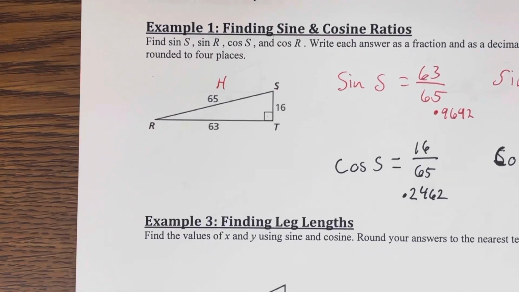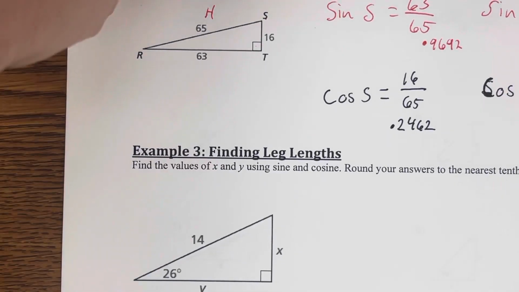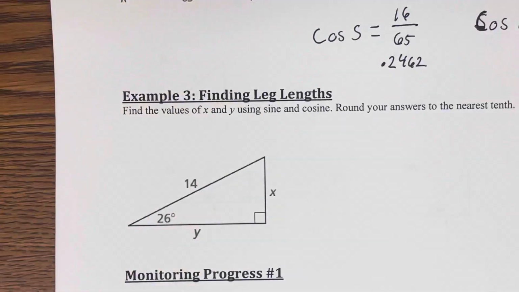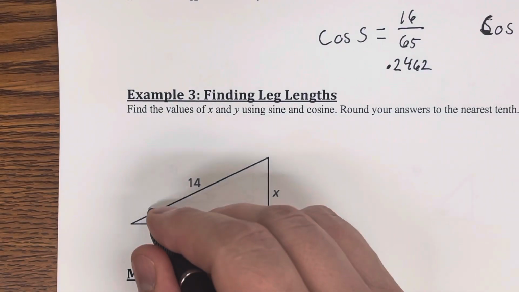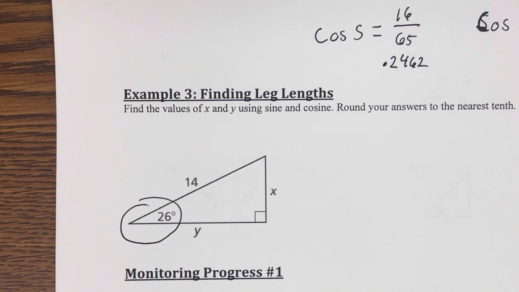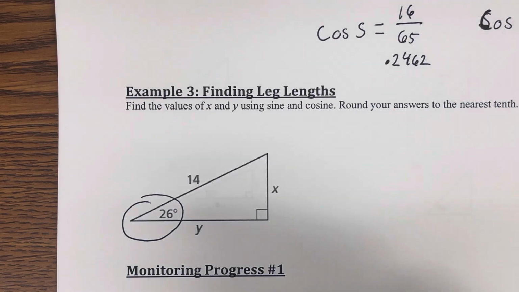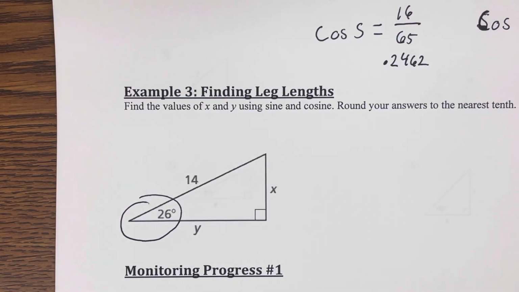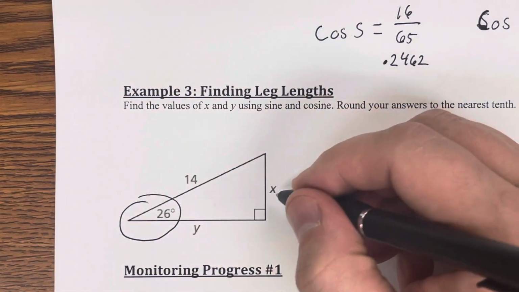All right, next step, finding some missing side lengths. So again, we have to choose the angle that we're looking from. In this case, 26 is given, so I'm going to use that as the reference angle. So now, since I'm only using one reference angle, I'm going to label in our pieces as from here.